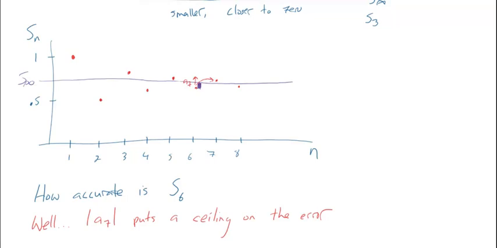Now, that's why we call it alternating series error bound, because the value of A sub 7 becomes a bound, a highest value that the error could be for S sub 6.